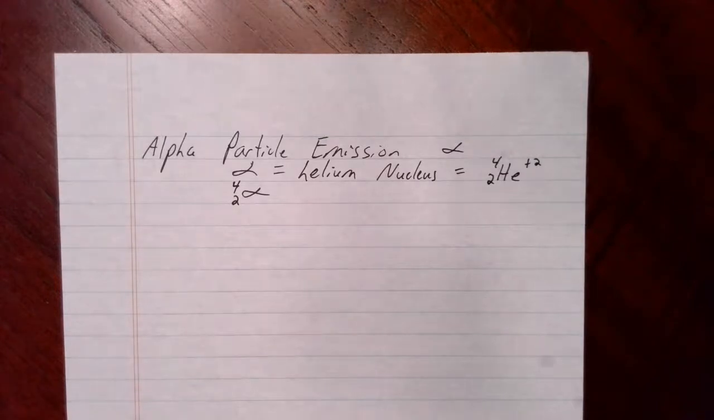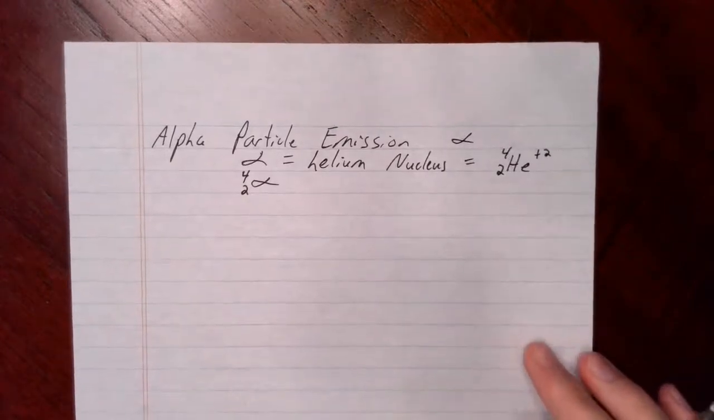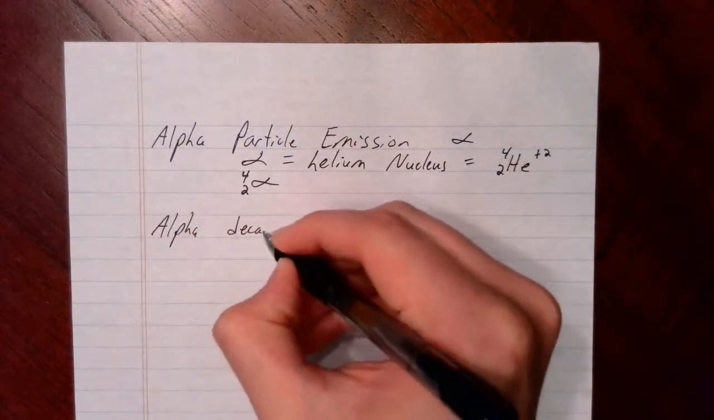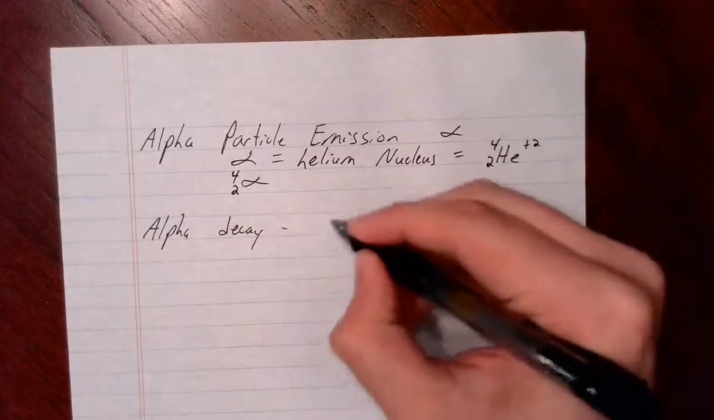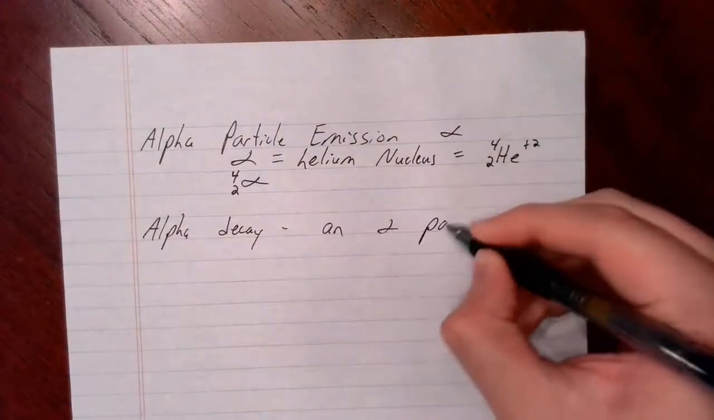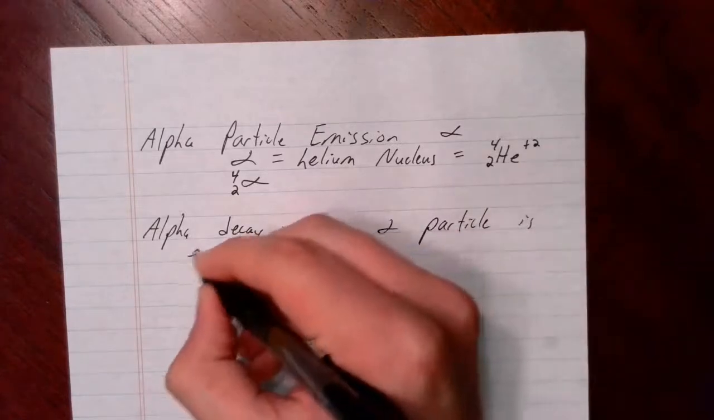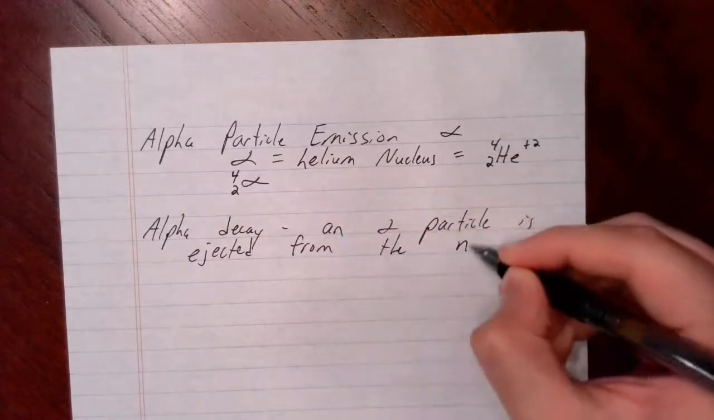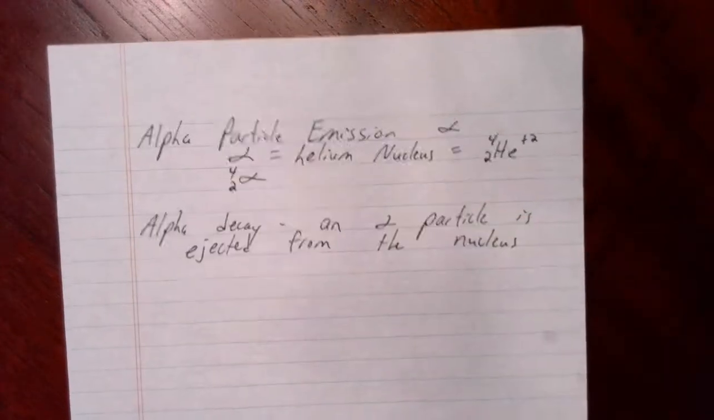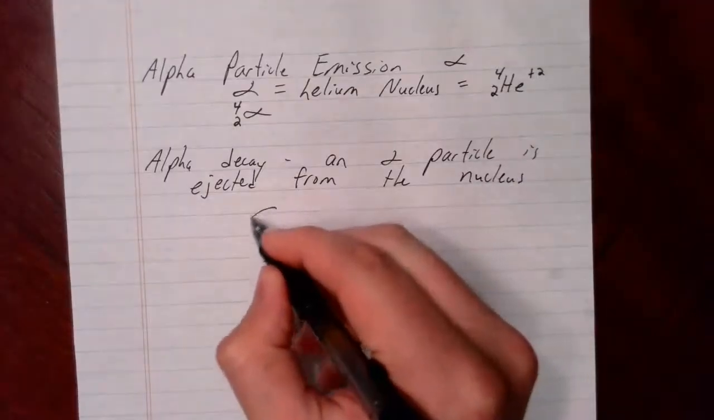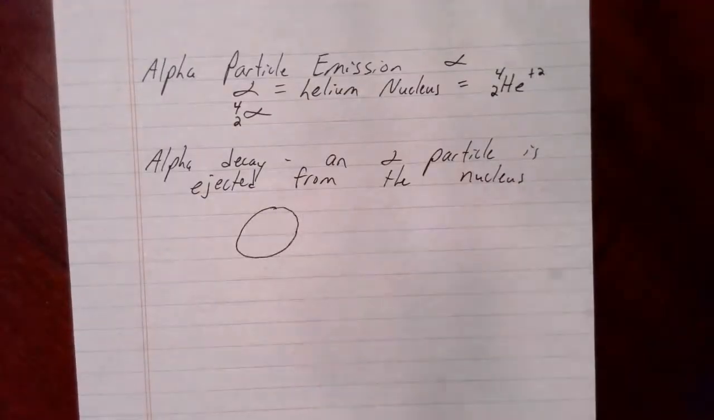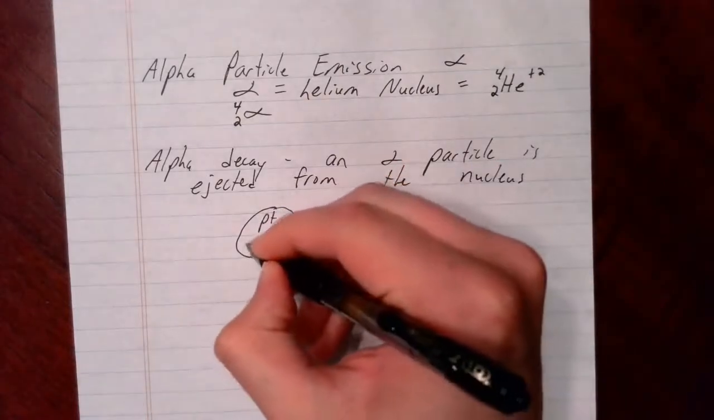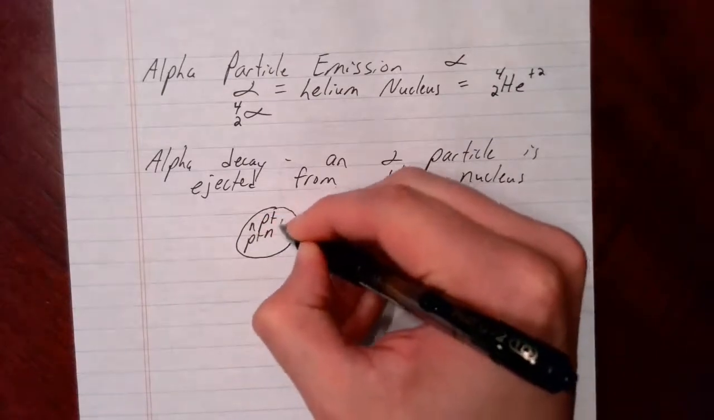So what actually happens in an alpha particle emission, which we often refer to as alpha decay? In alpha decay, an alpha particle is ejected from the nucleus. So we have this large nucleus. It's actually small, but it's of a larger element most likely. We can say it's composed of many neutrons and protons, and I'll just draw in several.